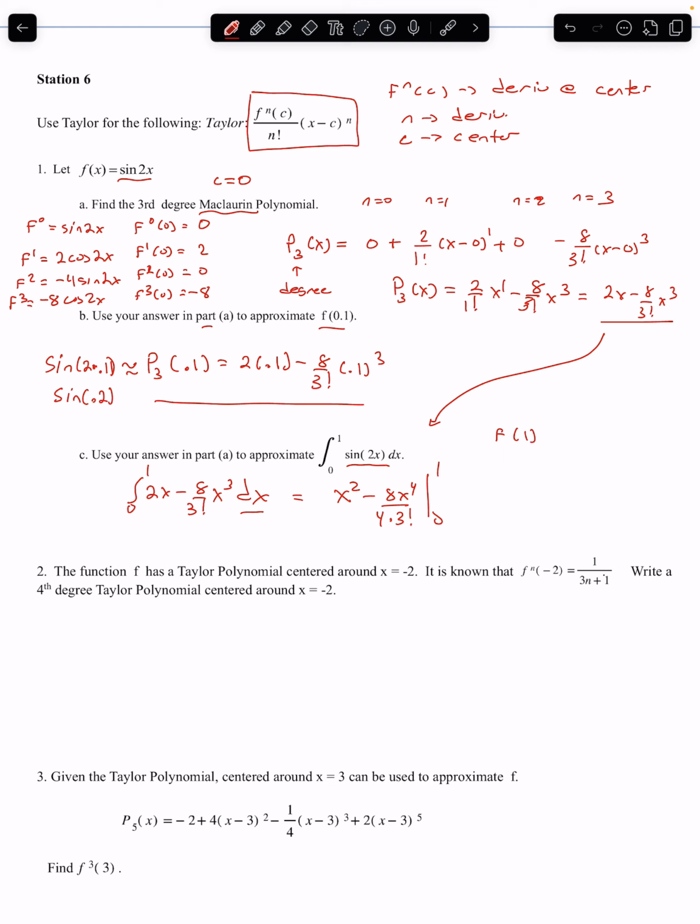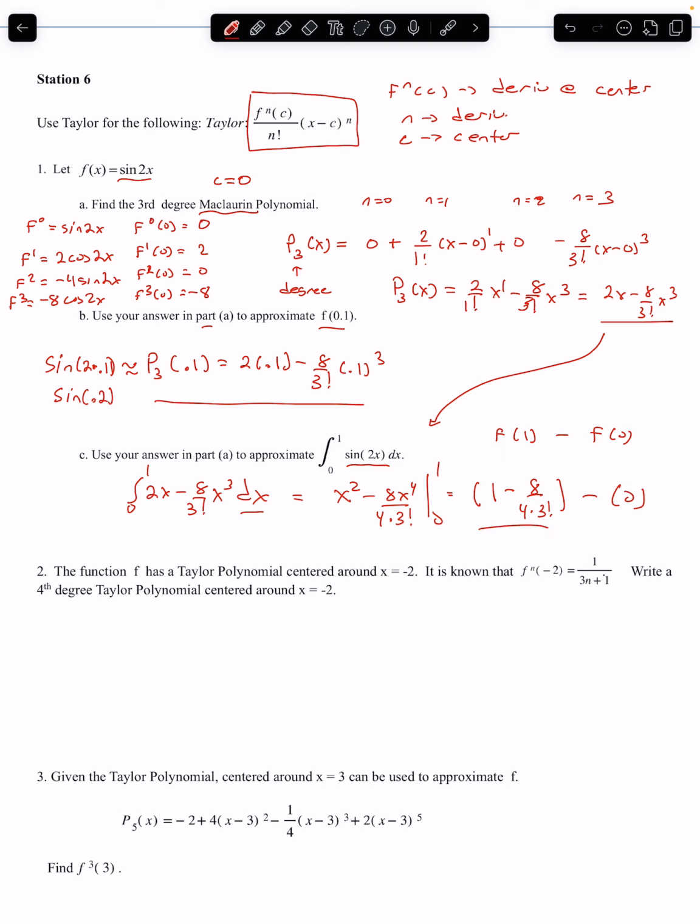Using the FTC, F of 1 minus F of 0. Plugging in the 1, we just get 1 minus 8 over 4 times 3 factorial. And everything there has an x, so that whole last term is just 0. So there's our approximation.